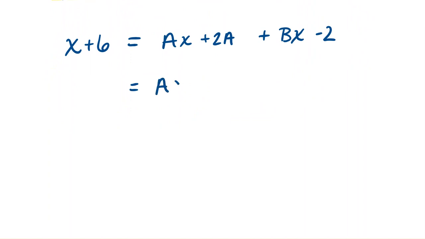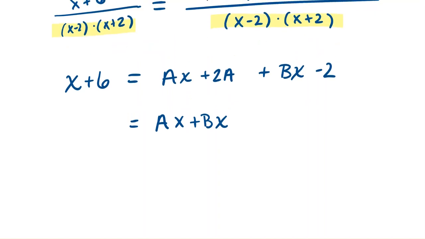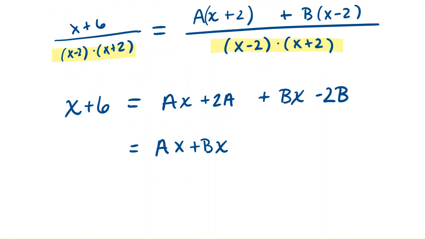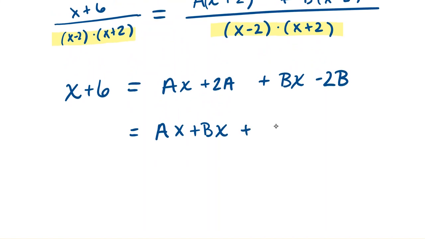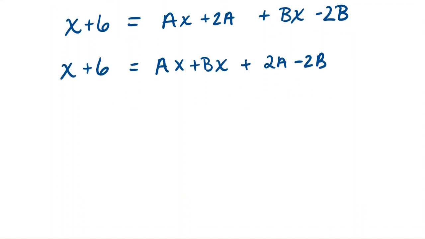Grouping like terms, we get ax plus bx. Oh, and this was supposed to be a 2b. So plus 2a minus 2b was supposed to equal x plus 6. We can then solve for the value of a and b that would make this true. There's an x common to both these terms, so we can factor out an x and we would get a plus b times x plus 2a minus 2b.